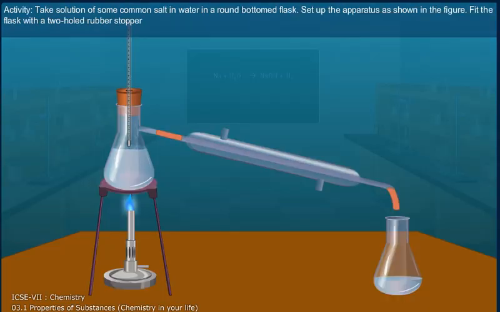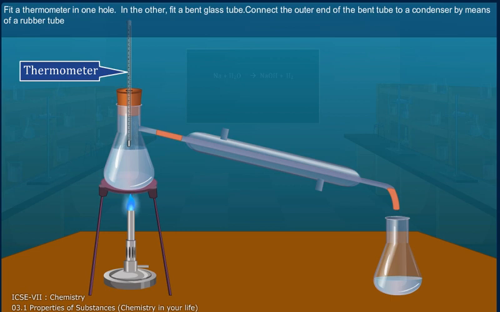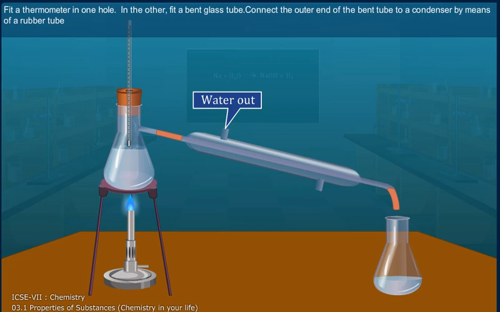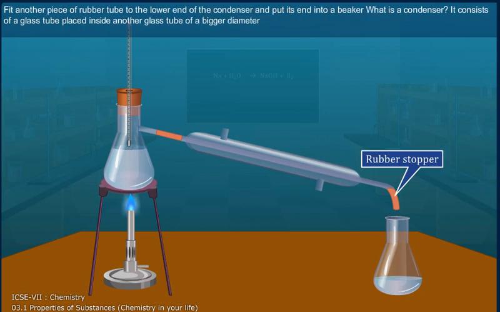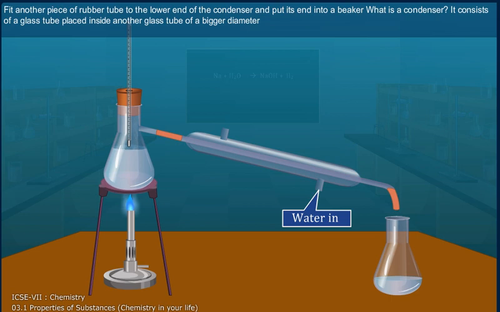Activity. Take the solution of some common salt in water in a round-bottomed flask. Set up the apparatus as shown in the figure. Fit the flask with a 2-holed rubber stopper. Fit a thermometer in one hole. In the other, fit a bent glass tube. Connect the outer end of the bent tube to a condenser by means of a rubber tube. Fit another piece of rubber tube to the lower end of the condenser and put its end into a beaker.